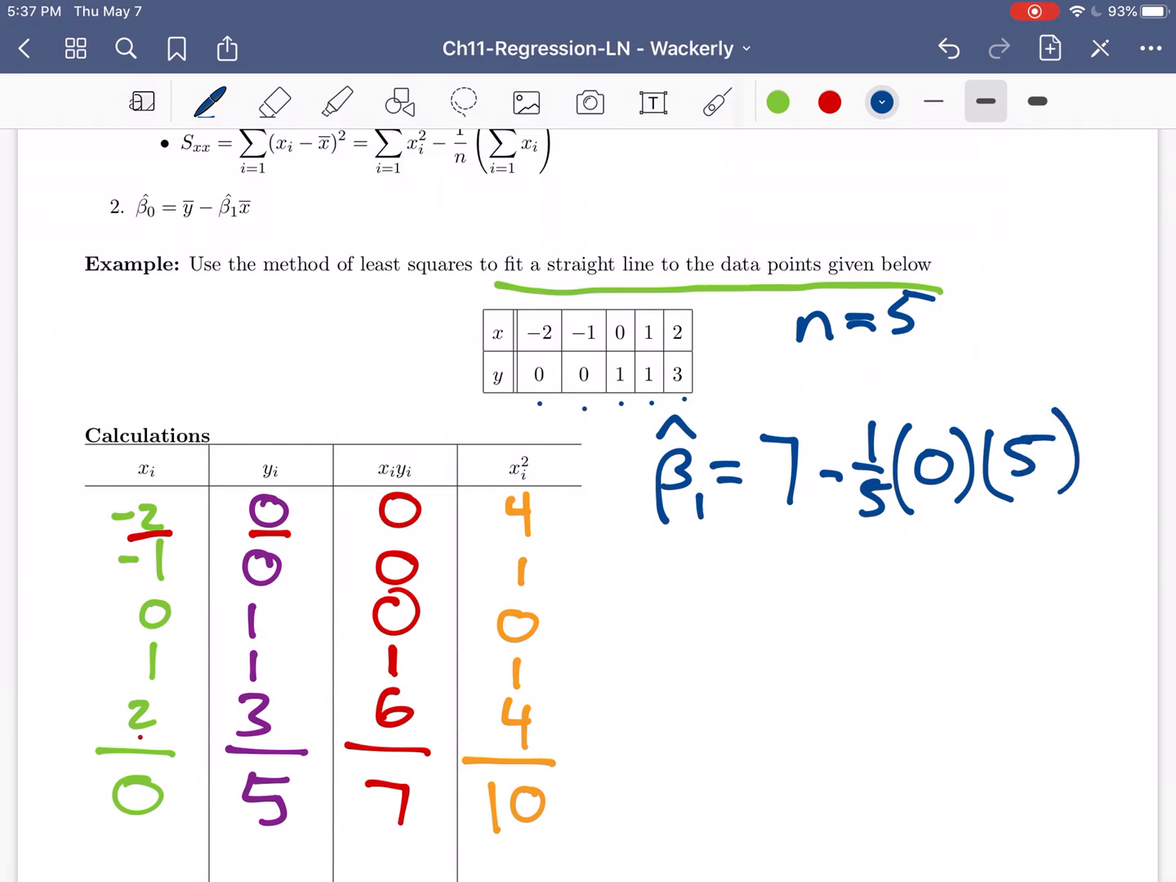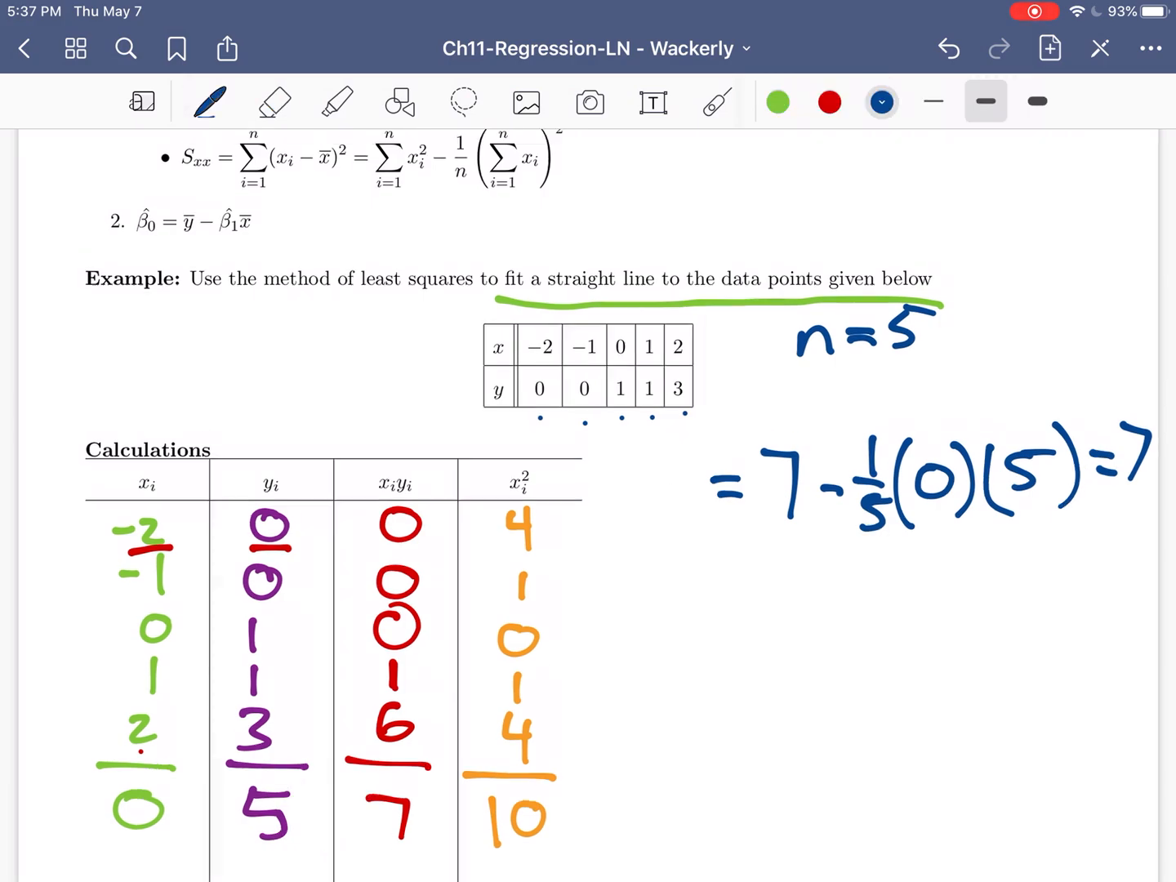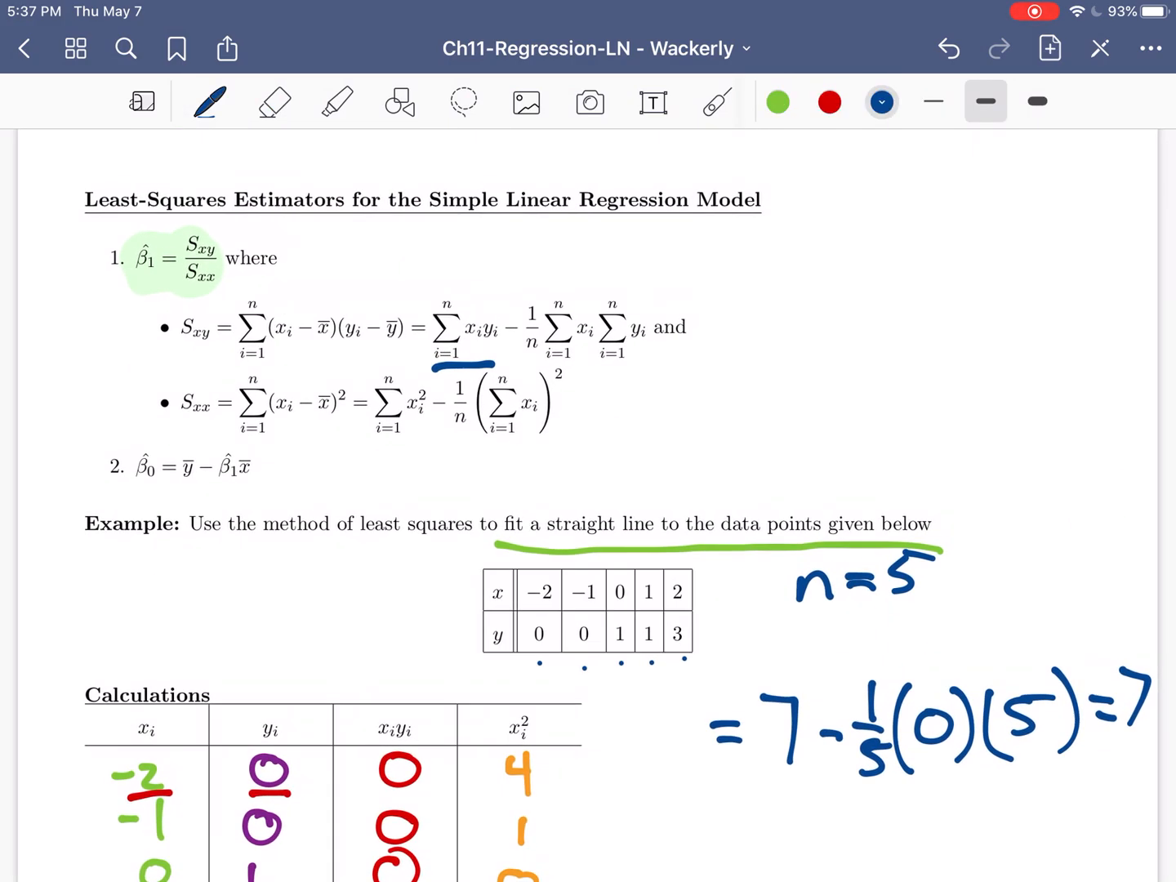And so our beta 1 hat was simply 7. Actually, I lied. I called that beta 1 hat. It's not beta 1 hat. Whew, that was close. That is just part of it. That's the numerator of beta 1 hat. That is the S sub xy.